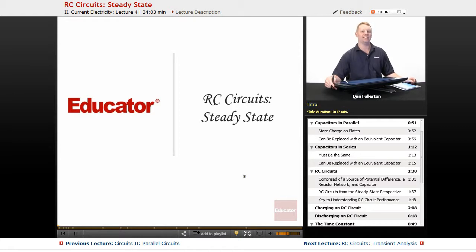I'm Dan Fullerton, and in this lesson we're going to talk about RC circuits, circuits that have resistors and capacitors, and we're going to focus on them in the steady state as opposed to the transient analysis, what happens as a function of time, which will come up in our next lesson.